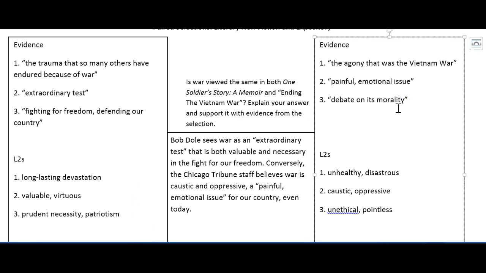Let's take a look at what we have once we put our information together. Bob Dole sees war as an extraordinary test that is both valuable and necessary in the fight for our freedom. Conversely, the Chicago Tribune staff believes war is caustic and oppressive, a painful, emotional issue for our country, even today. So, you see that when you go into both pieces and pull out evidence, you're able to come up with the best answers for the questions that you're being asked.